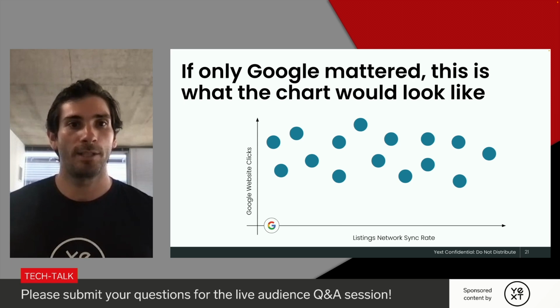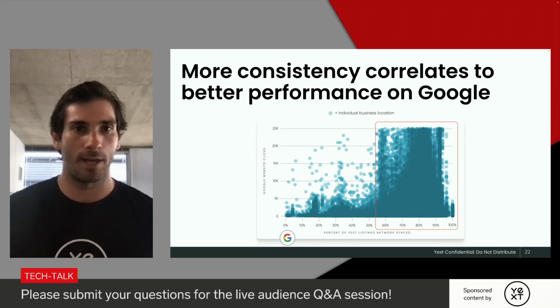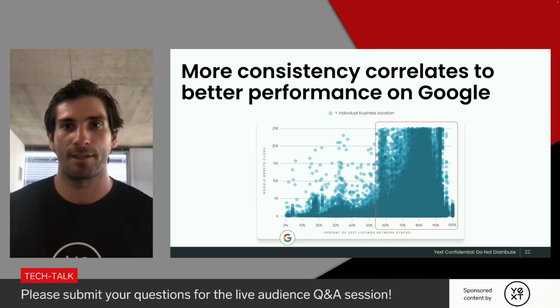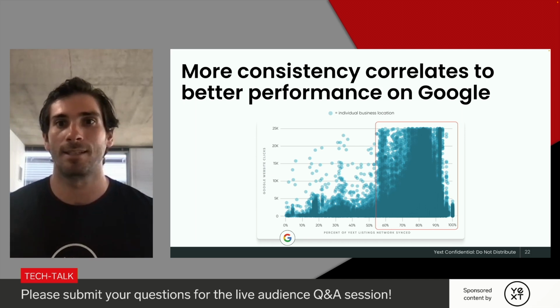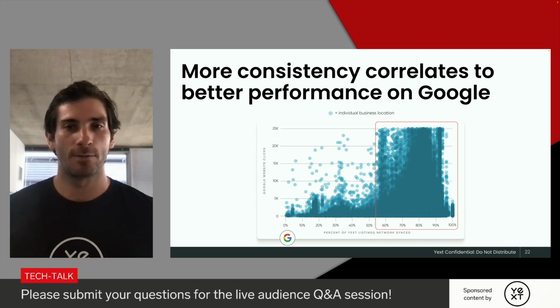So if it was only Google that mattered, right? This is what the chart in that study would look like. There would be no difference in your performance on Google because everyone is managing and optimized on Google. Obviously, this is not what that chart shows, and certainly not the case here. And in fact, it's telling us the exact opposite. So in order to optimize your performance on Google, it's really, really important to manage your listings on more of these sites besides just the big ones.